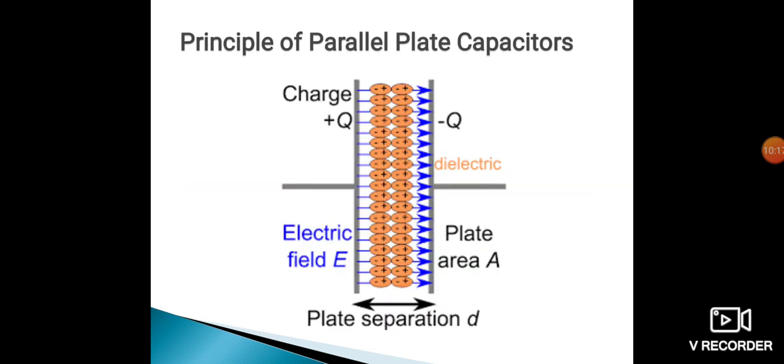As you can see from the diagram, here we have a left side plate that indicates positively charged, and the right side indicates negatively charged. The orange shade is a dielectric medium. Blue lines are the electric field. We have two plates, plate A and plate B, with area A, and these plates are separated by the dielectric medium with the distance D. So this was all about a parallel plate capacitor.